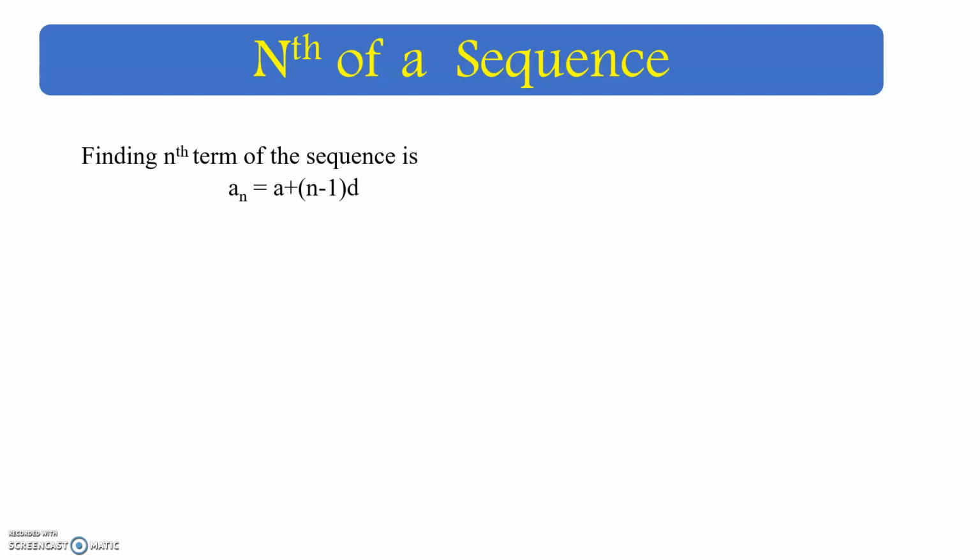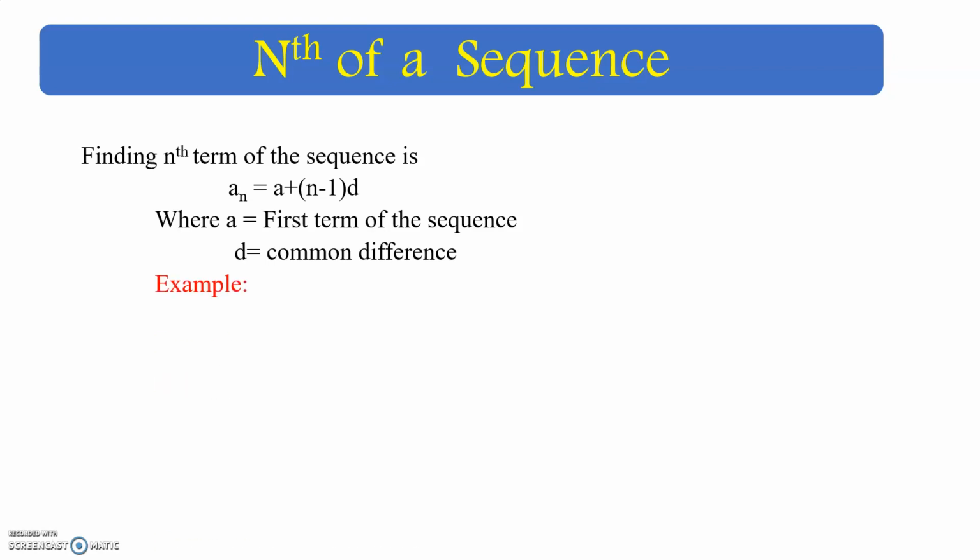The formula for the nth term of the sequence is an is equal to a plus n minus 1 into d, where a is nothing but the first term of the sequence, and d is nothing but the common difference of each term. For example, consider the sequence 4, 7, 10, etc. up to 22. Can you calculate the nth term of the sequence? Yes, we know the first term is 4. Then what is the common difference? 3.